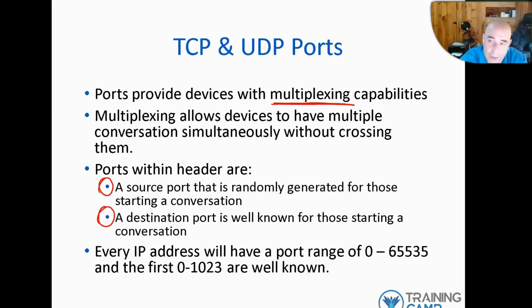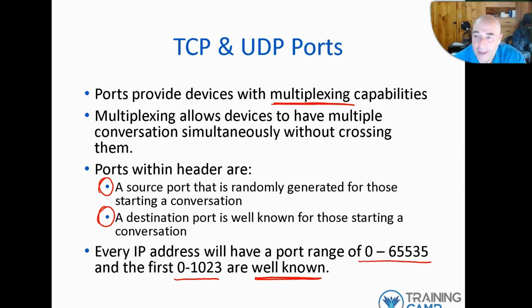When it comes to an IP address, every IP address has a port range of 0 to 65535. And it's the first 1024, so 0 to 1023, that are considered the well-known ports. We call them well-known ports because you've got port 80, that's HTTP, that's in that first 0 to 1023. 443, which is HTTPS, that's in that 0 to 1023. 22, which is SSH. 23, which is Telnet. 20 and 21 for FTP, and so forth and so on.